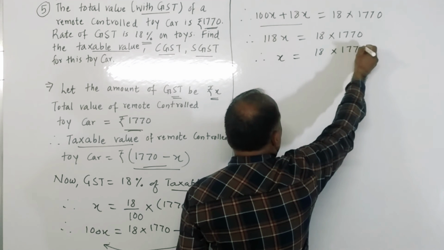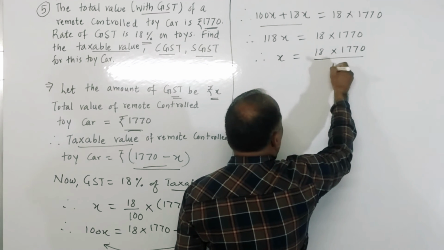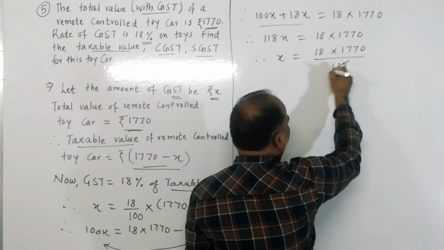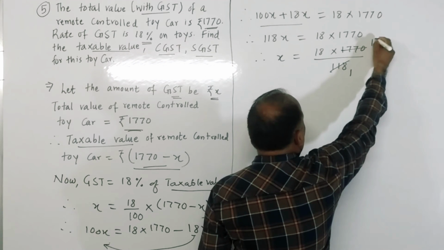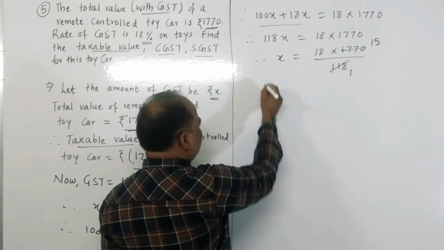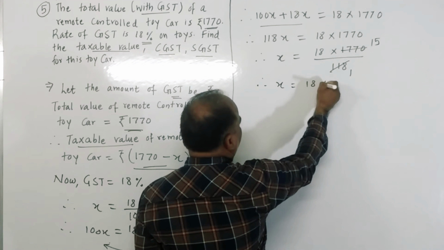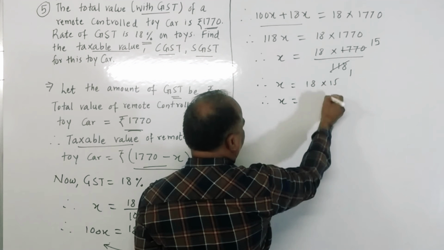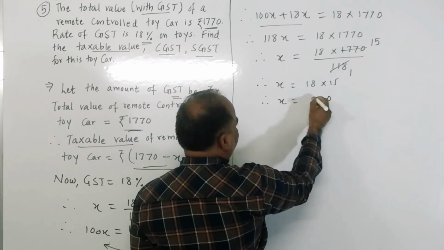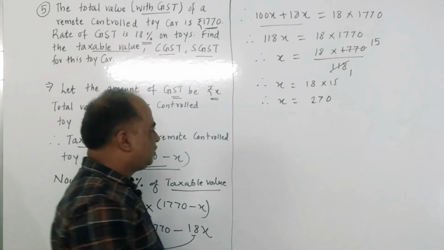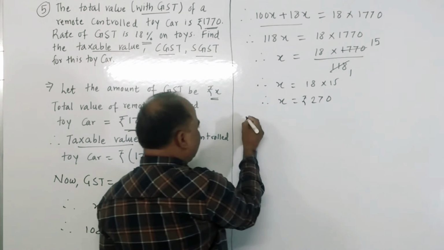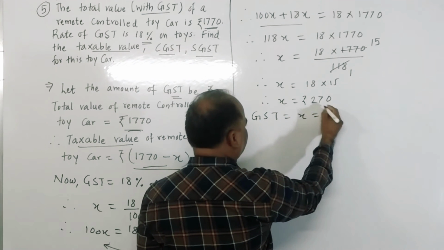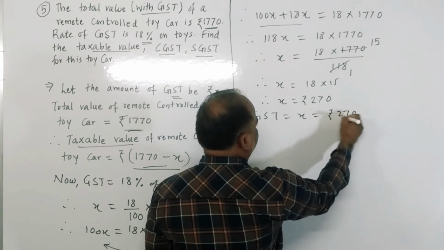Therefore, X is equal to 18 into 1770 upon 118. Now if you divide 1770 by 118, you get 15. So X is equal to 18 into 15, which is 270. We get the GST, X, as rupees 270.